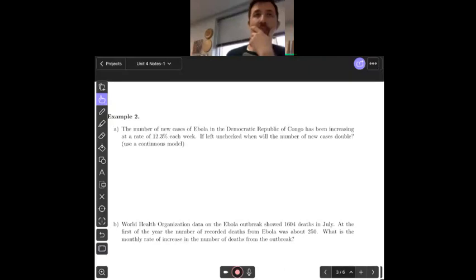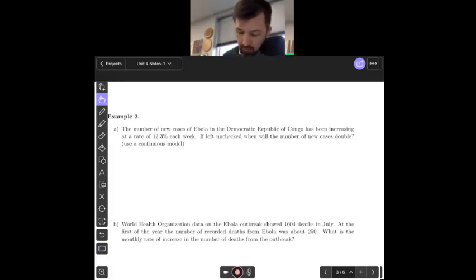So the number of new cases of Ebola in the Democratic Republic of Congo has been increasing at a rate of 12.3% each week. If left unchecked, when will the number of new cases double? They're telling us, again, kind of giving us a pretty big hint. Let's use a continuous model.